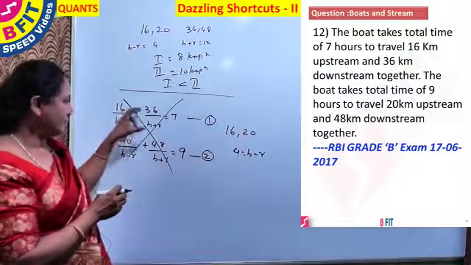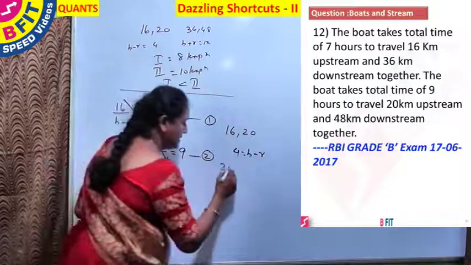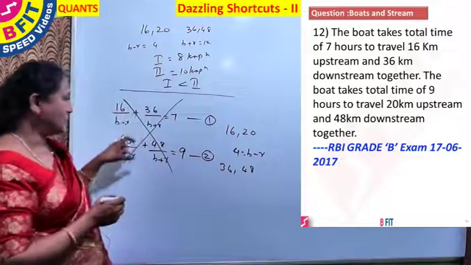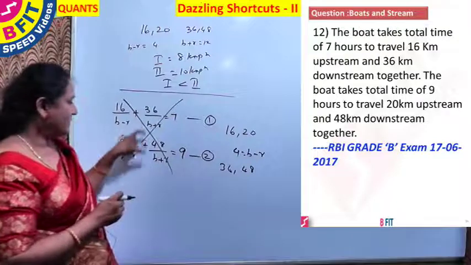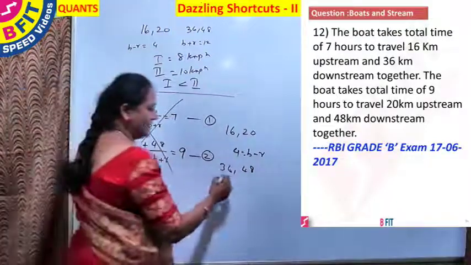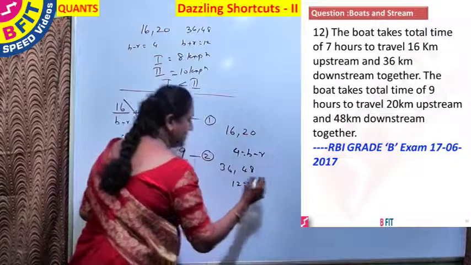And now taking the downstream distances by the boat, 36 and 48. These two values are also divided by the same value, b plus r, where the divisor should be a factor of both the numbers. So for that, again the highest common factor is 12. So I'll take b plus r as 12.